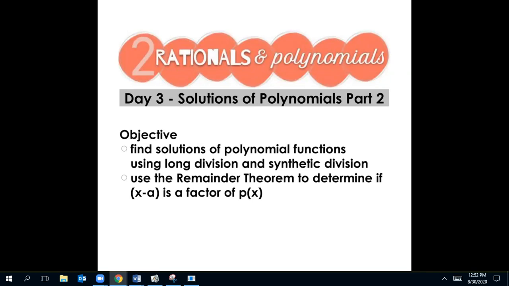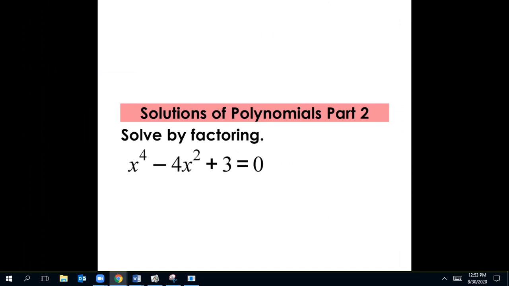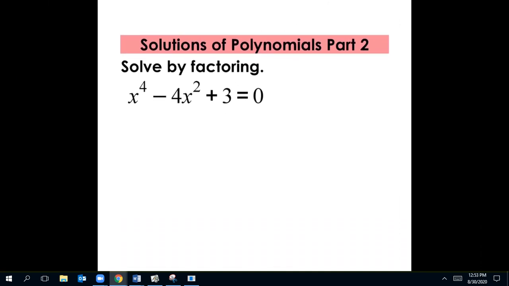Everyone. Today we are going to continue solving for the solutions of a polynomial, and we will be using long division and synthetic division instead of factoring. So we'll start with factoring just as a quick review, and then we'll move into long division and synthetic division, and at the end we will cover the remainder theorem.